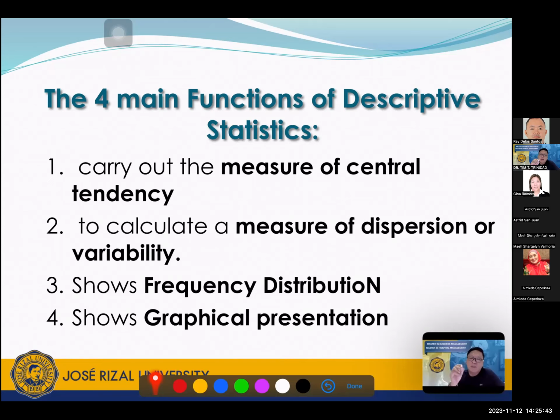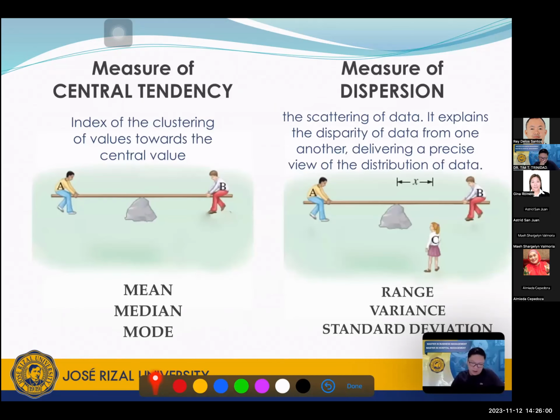So, pag ginawa mo na yung conclusion mo about the data, so my data has mean of, mode of, median of, range of, so you have to describe this one in your conclusion or in your analysis question. Okay, so what are the differences of the measures of central tendency and measures of dispersion?